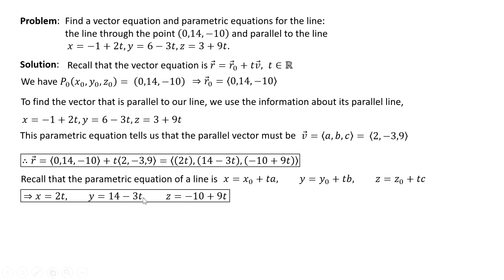So that means both of them are parallel to that vector ABC, 2, negative 3, 9. So that means they must be parallel to each other. Check that statement out. If these two lines are parallel to a vector, then the two lines must be parallel to each other. That's the concept there.